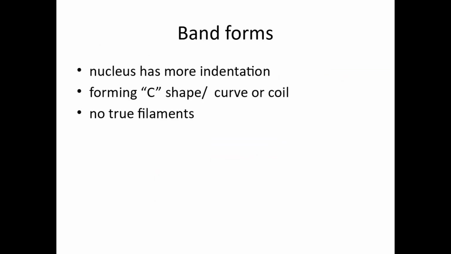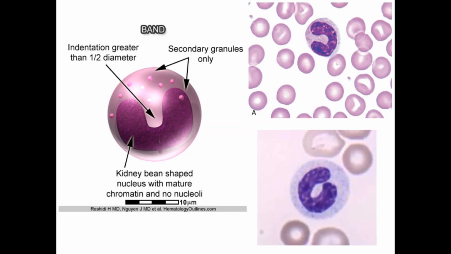The immediate precursors of a mature neutrophil are called band forms. Here the nucleus has a deep indentation forming a C-shaped nucleus. It's also called a horseshoe-shaped nucleus. Here are the images of band forms showing a deep indentation which is more than 2/3 of the diameter of the nucleus, and you can see granules in the cytoplasm. So it appears like a ribbon.